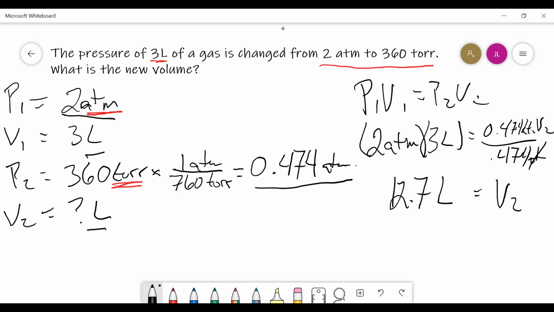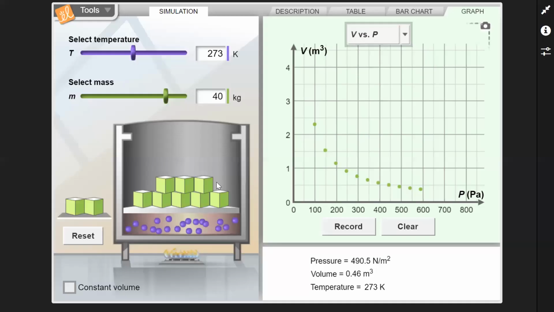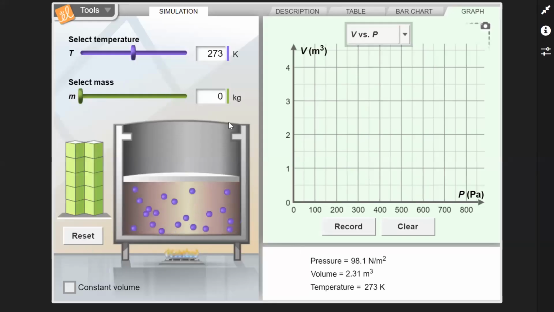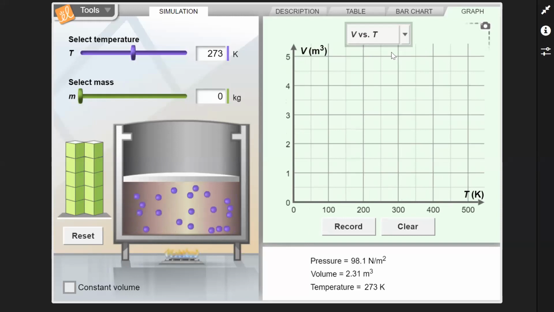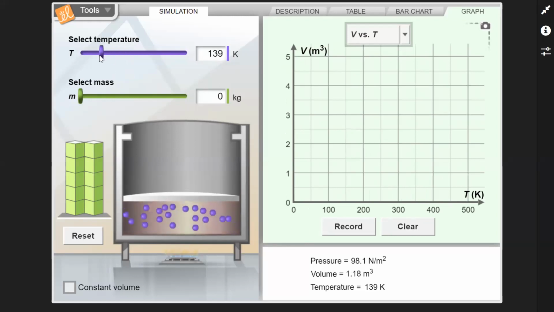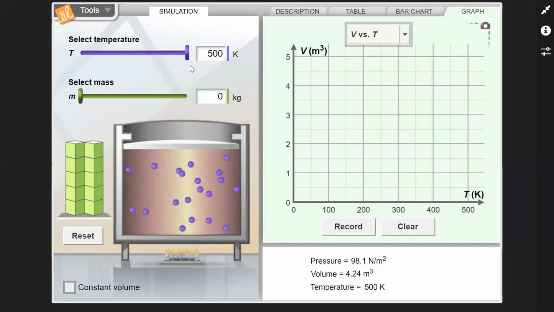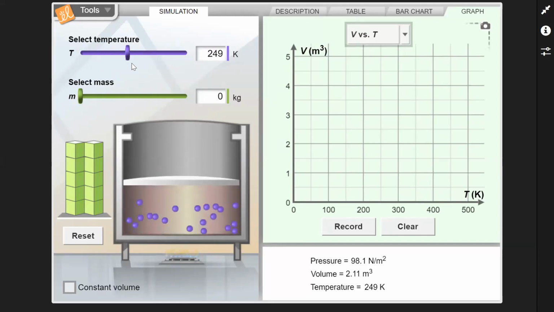All right, let's go back over to our gizmo. I'm going to go ahead and reset everything. So now let's look at Charles' law. Charles' law tells us that we have a proportionality between volume and temperature. So in this case, I'm going to change our temperature. 273 K, so we're looking here at Kelvin, happens to be 0 degrees Celsius. We're not going to change mass, we're only going to be changing our temperature. But you can see as I increase or decrease my temperature, I am changing the volume of that gas.